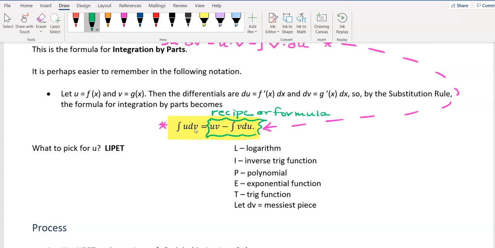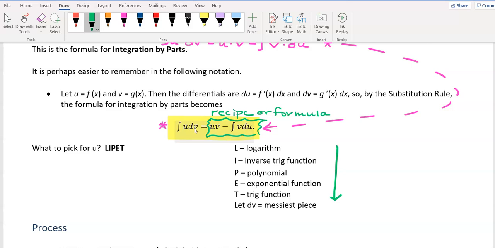If you have an inverse trig function, that should be your u. If you have a polynomial, and by that I even mean just a variable x, which is a first degree polynomial, that would be defined as u. Then you go to exponential functions, and then finally trig. So you work your way down to determine what u should be defined as.